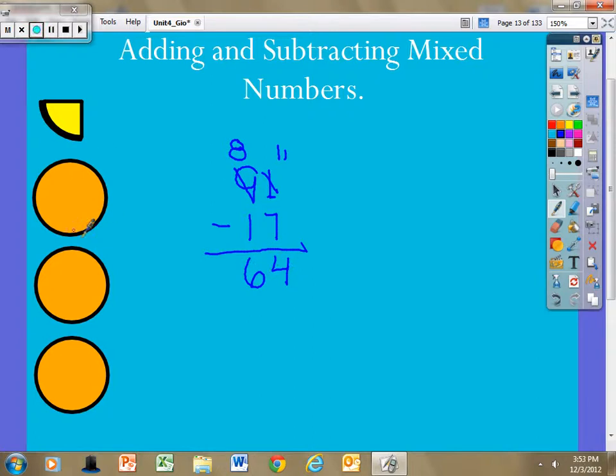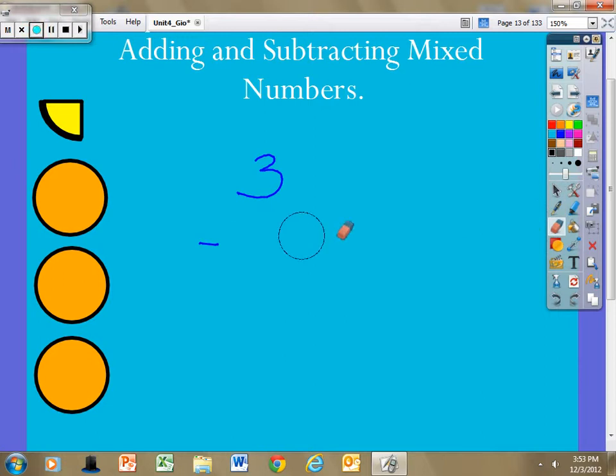I do a very similar thing when I am adding or subtracting fractions. So for instance, I'm going to start you off with one that we can look at. Let's say I had 3 minus 1 and 3/4. If you want to think about it, here are your place values: you have your fractions here, and your whole numbers here.